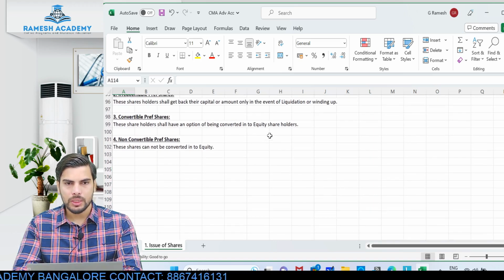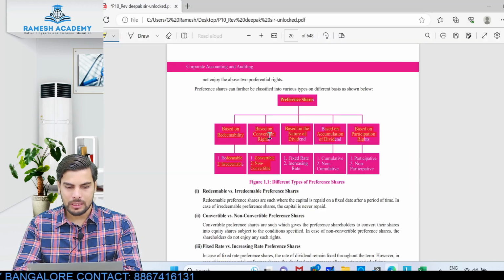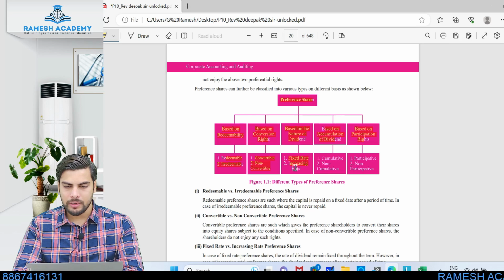Hope you guys understood this. Okay, so let's have a look at the next type of share. Based on the nature of dividend, we've got fixed rate dividend and increasing rate dividend. So what is this fixed rate preference share and increasing rate preference share?